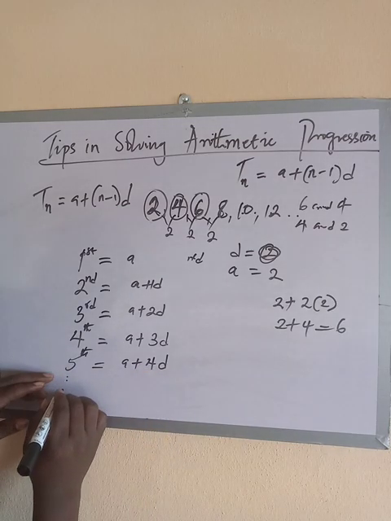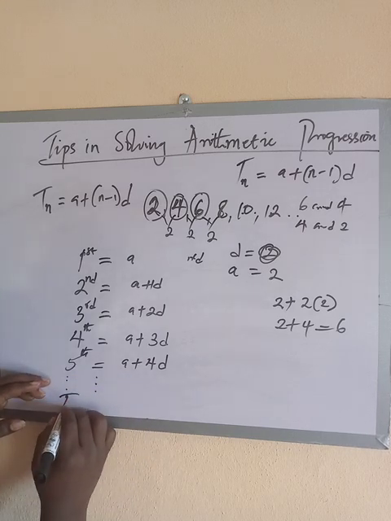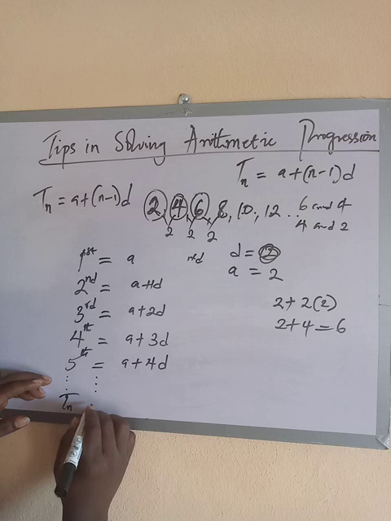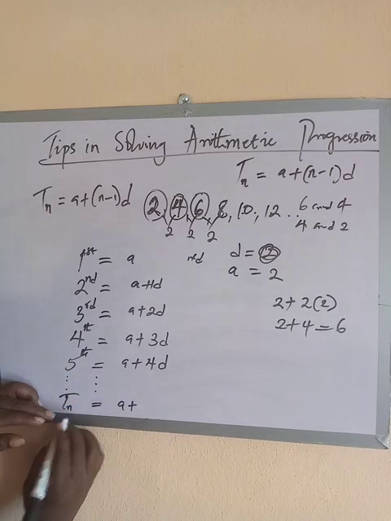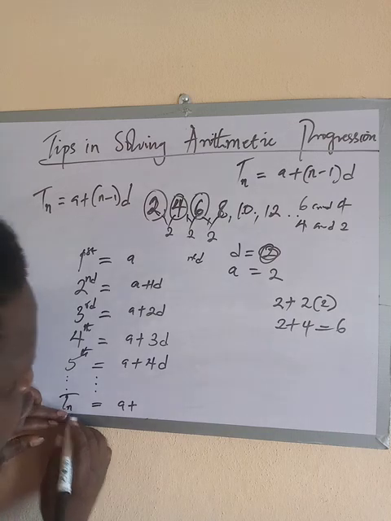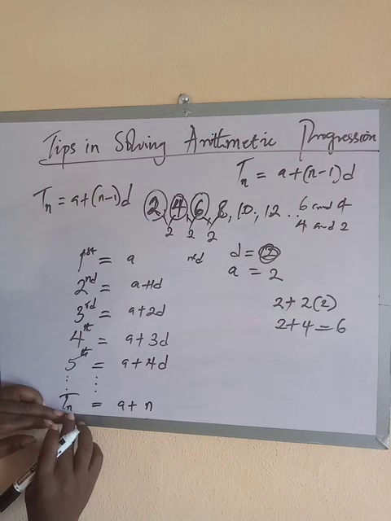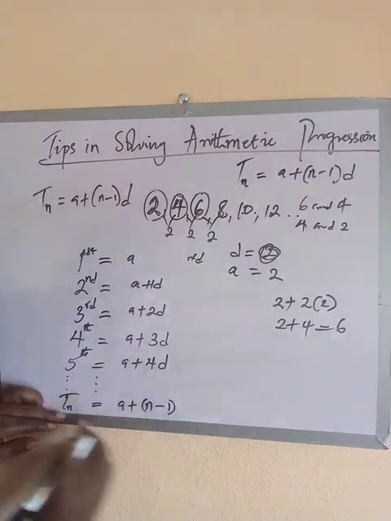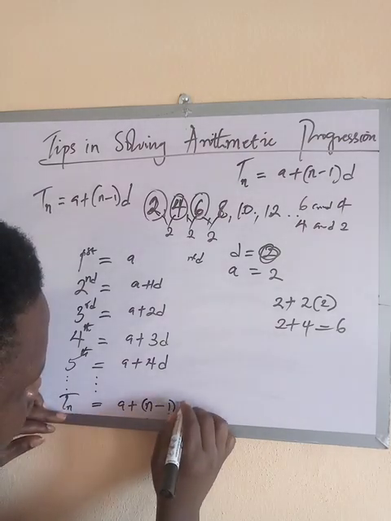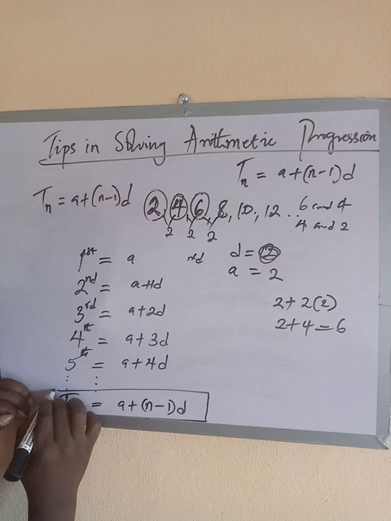Therefore, in order for us to find the unknown term, which is the nth term, it is going to be a plus, n being the number of terms we are looking for, and since we are removing one number from the term, we remove 1 from this, and this will multiply by d. This is how the formula for arithmetic progression is derived.